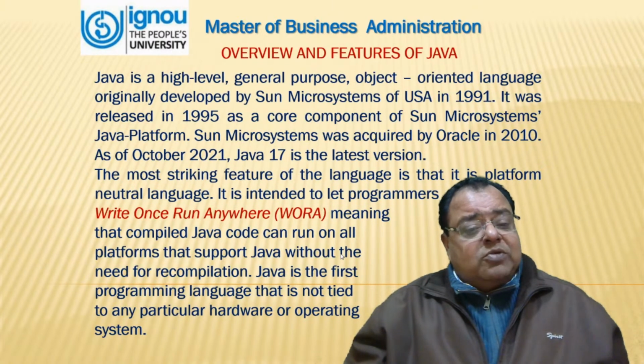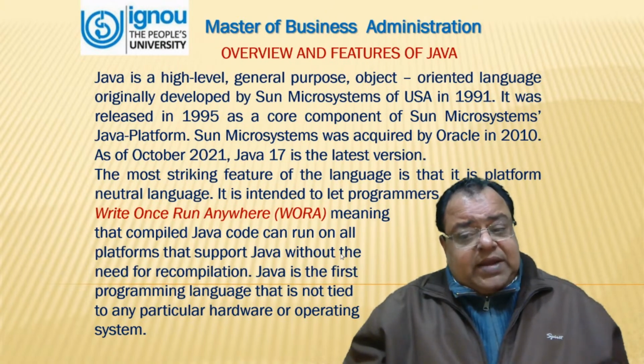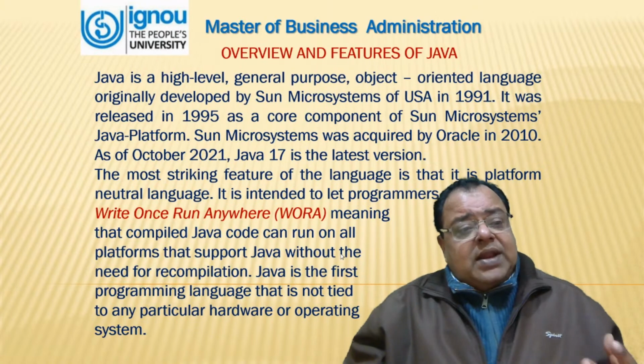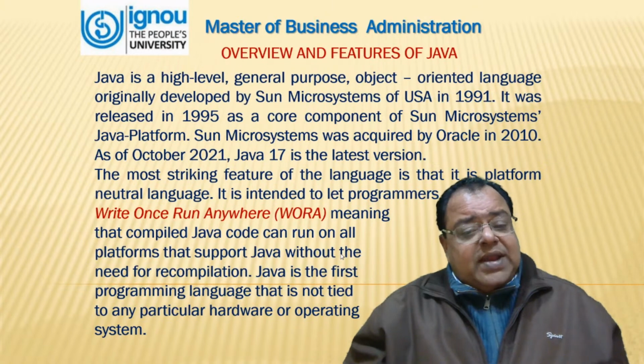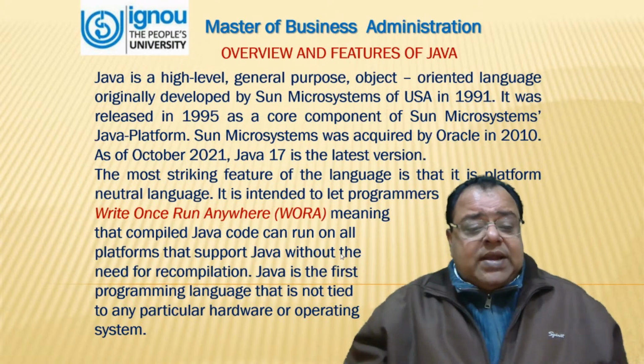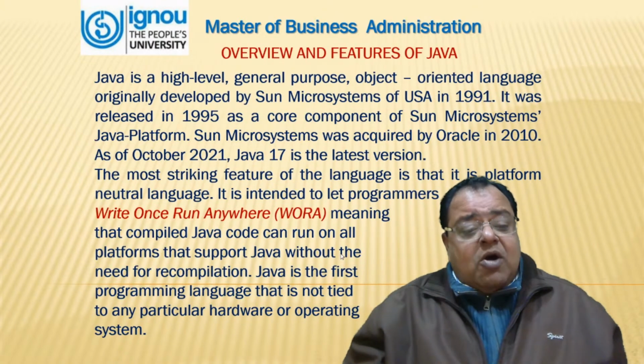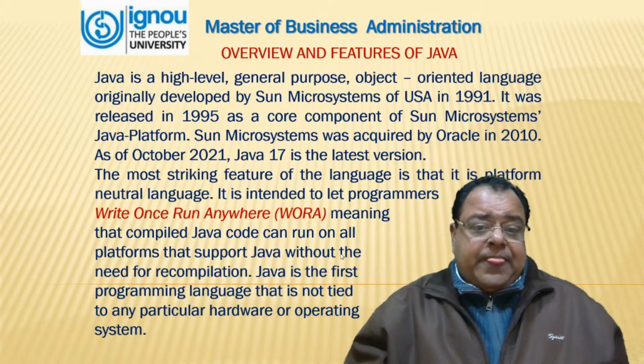As of October 2021, Java 17 is the latest version. The most striking feature of the language is that it is a platform neutral language. It is intended to let programmers write once, run anywhere, that is WORA. Write once, run anywhere, meaning that compiled Java code can run on all platforms that support Java without the need for recompilation. Java is the first programming language that is not tied to any particular hardware or operating system.